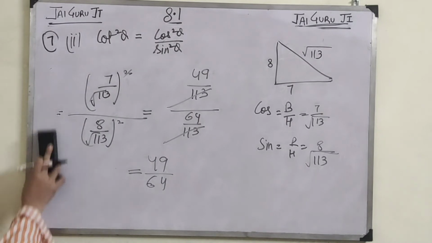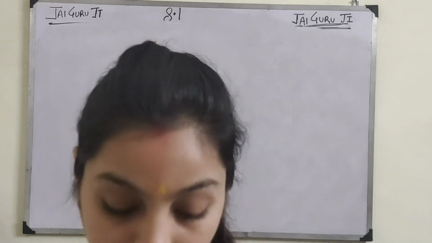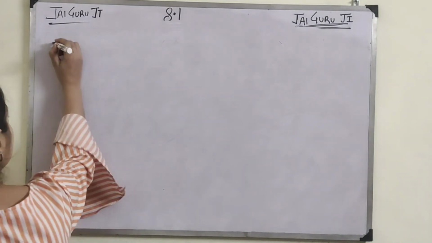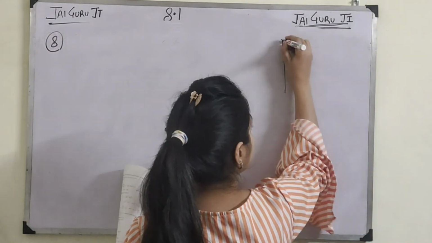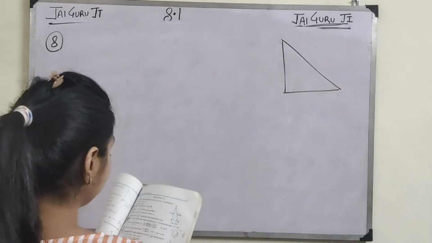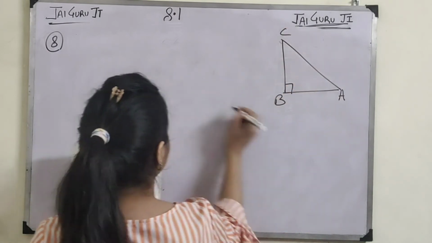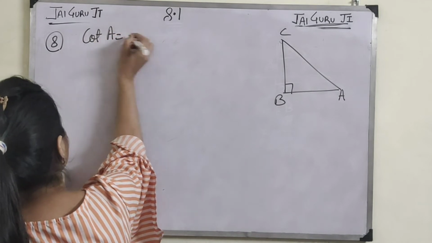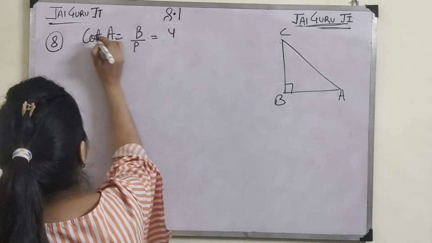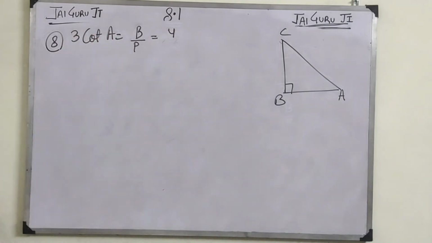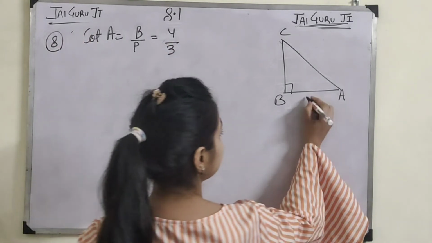Now I'll move further to the 8th question. In this class I'll be covering 8.1 only. 8th question, it is given. First of all, I'll draw the triangle. If cot A, with triangle ABC, cot A means the opposite of tan, B upon P. It is given, 3 cot A is given 4. If I take 3, which is multiplying here, to the bottom, it will divide, so 4 by 3. So basically B is 4, this is 3.